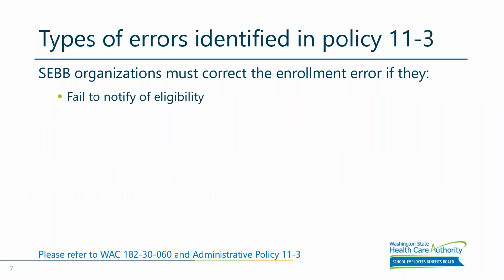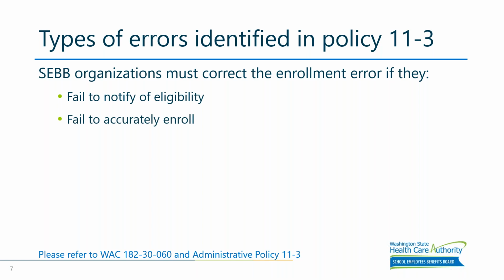So what are the different types of errors that are identified in this policy 11-3? SEBB organizations must correct these errors if they fail to notify an employee of their eligibility. An example of this would probably be a SEBB organization that did not notify the employee of their eligibility for SEBB benefits within that reasonable time frame of 31 days of the date of eligibility.